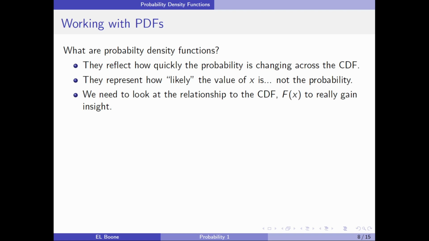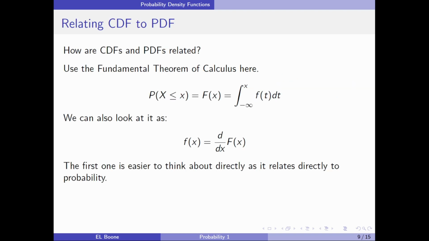But before we really get into that and start playing with lots of distributions, which is the only way to get comfortable with this idea, we'll see lots of distributions as we go along. We need to pay attention to the relationship of the CDF to the actual probability density function. So how are they related?